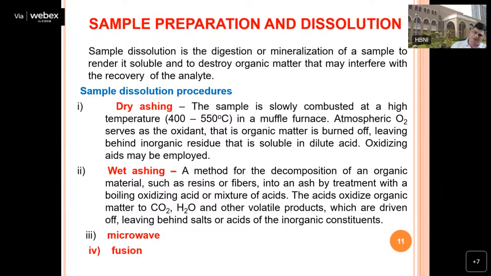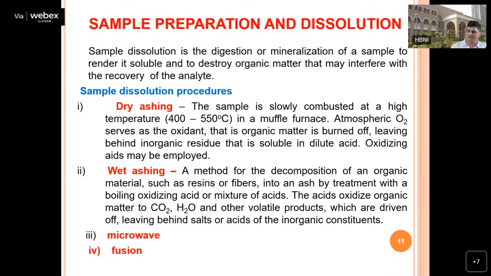Basically, we are producing more nascent oxygen, and that reaction will be vigorous, and all your organic compounds will be converted into carbon dioxide, and your solution will be free from organic compounds. In both these cases, we can do this process by using microwave digestion. We'll see in the coming PowerPoints what the advantages of microwave digestion are. The last stage is fusion, and you'll see in the coming PowerPoint how to perform the fusion and what the pros and cons of using fusion are.